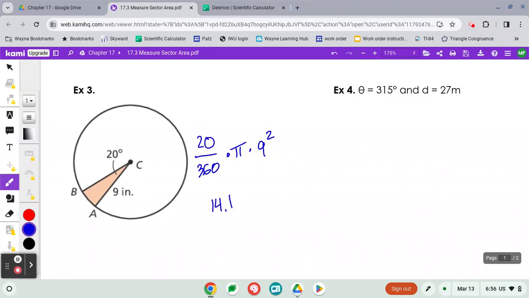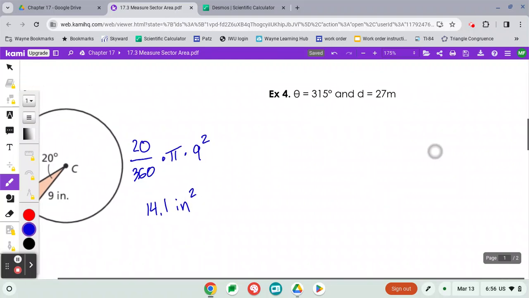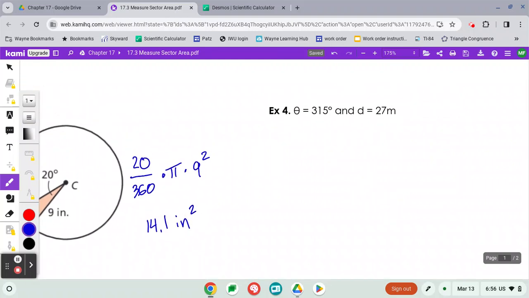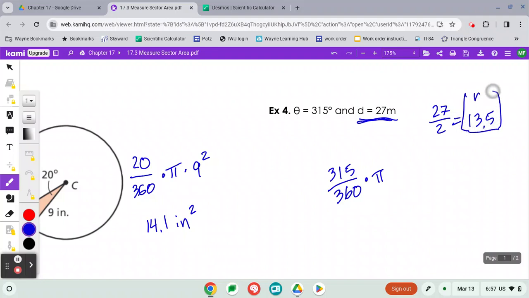Now, on number 4, we need to make sure we check this one carefully. And don't forget to square it, right? Okay, number 4. There's a difference here. First off, there's no picture, but that shouldn't give you a problem. The difference is they gave us the diameter. It's easy to get in the habit of just putting everything into a formula, right? Instead, we'll have 315 divided by 360 times pi, but remember, it's r squared. So we need to do 27 divided by 2 to get r. That comes down to 13.5. That is our r. So now if I use 13.5 squared, we will get our answer.